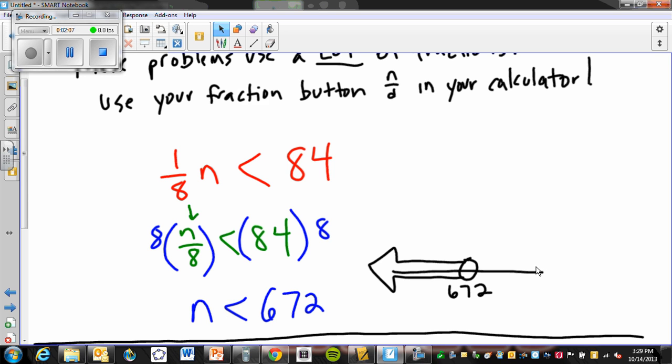When we graph it, we have our number line, our starting point at 672. We have an open circle because it does not say or equal to. And because our variable is on the left and this arrow is pointing that way, my shaded arrow is going to point that way also.